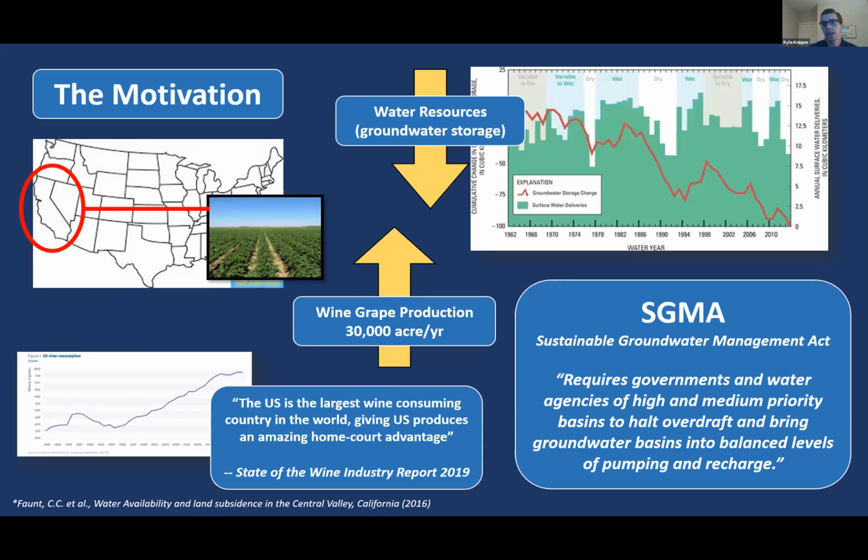Now, the issue with that growth is that California is experiencing and has experienced a fairly rapid decline in water resources, specifically groundwater resources, where a majority of growers are pumping their water for irrigation purposes. On top of that, growers now must adhere to the Sustainable Groundwater Management Act, which was passed through the California State Legislature a few years ago, which requires governments and water agencies of high and medium priority basins to halt overdrafts and bring groundwater basins into balanced levels of pumping and recharge.